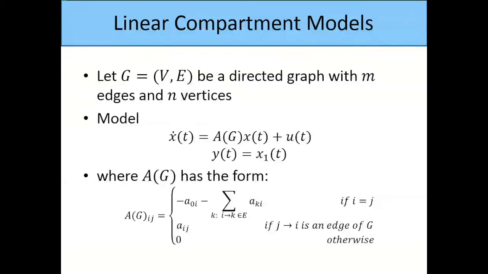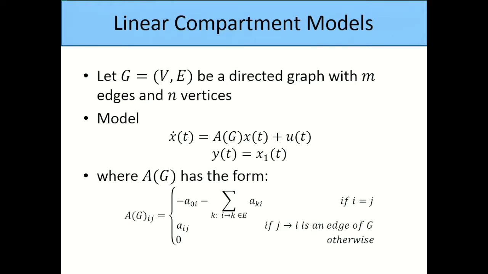So what does the matrix A look like? So A is basically just a weighted adjacency matrix. So for the off-diagonal elements, they're equal to Aij if there exists an edge from the jth vertex to the ith vertex. Otherwise, they're 0. And for the diagonal elements, what do those look like? So the diagonal elements have the negative sum of all the outgoing arrows. So the negative sum of any leak terms, and then the negative sum of any outgoing edges.